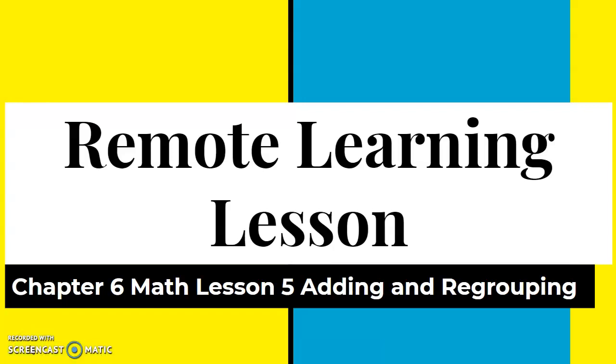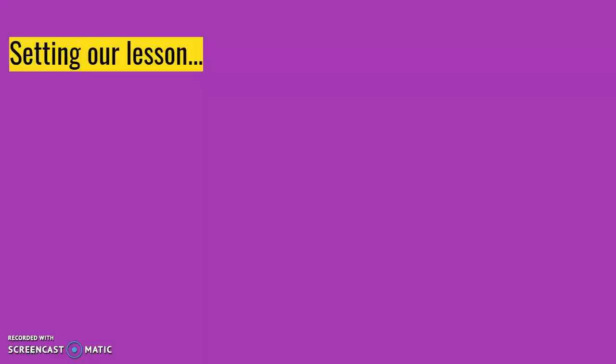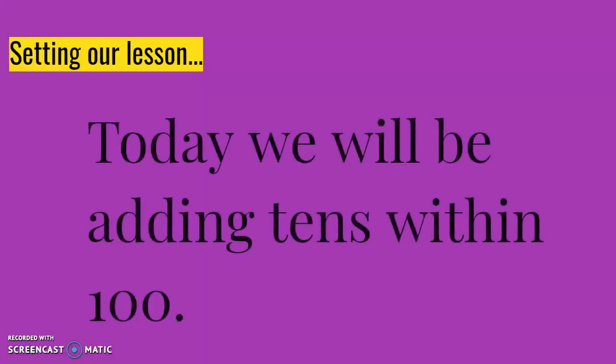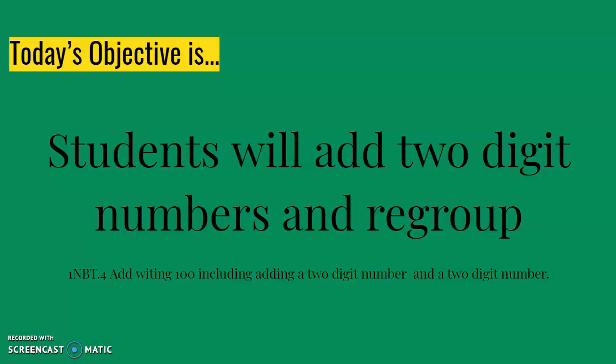This is a remote learning lesson, Chapter 6, Math Lesson 5, first grade for Room 5, Adding and Regrouping. So for today, we will be adding tens within 100. We're going to be adding two-digit numbers, and we're going to learn how to regroup.